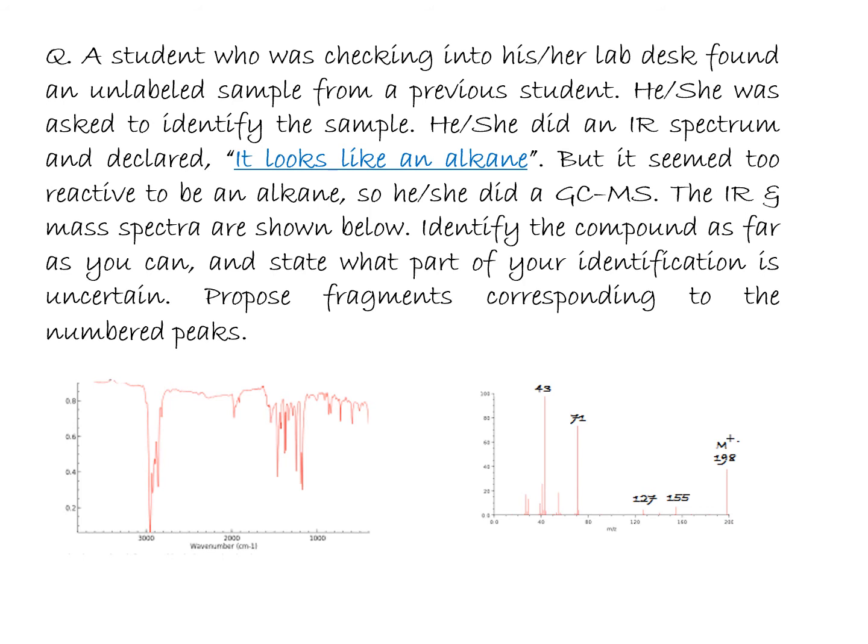Looking at the IR, peaks below 3000 mean that you have sp3 CH stretch. It's aliphatic. For the mass spec, you see a molecular ion at 198, and then you see peaks at 155, 127, 71, and 43.